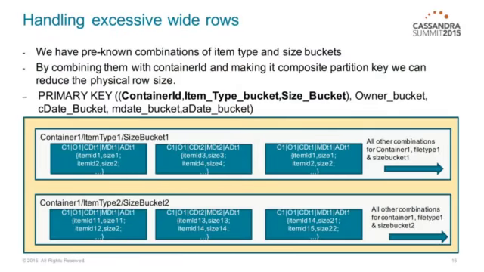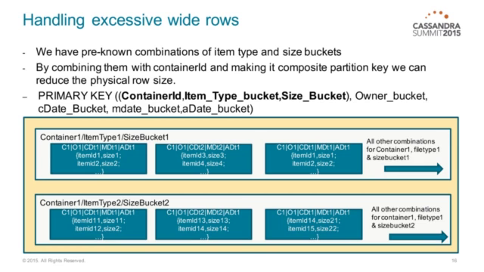So we looked at all our bucket combinations, and we realized that we have two buckets, item type bucket and size bucket, for which we know the values in advance. They have fixed range values and we know what the possible values can be. So we combined item type and size bucket with the container, and now that becomes my partition key.